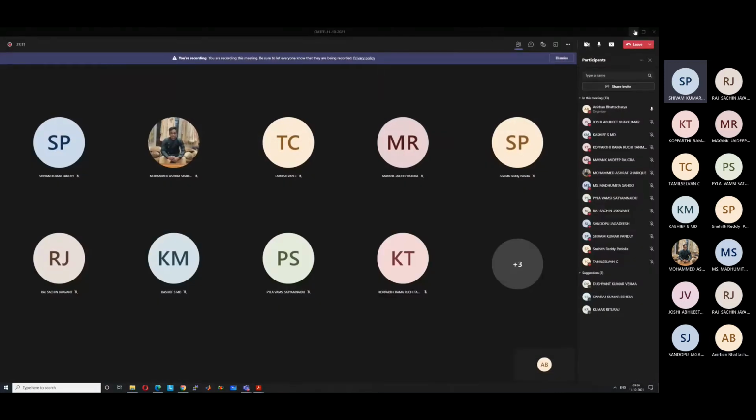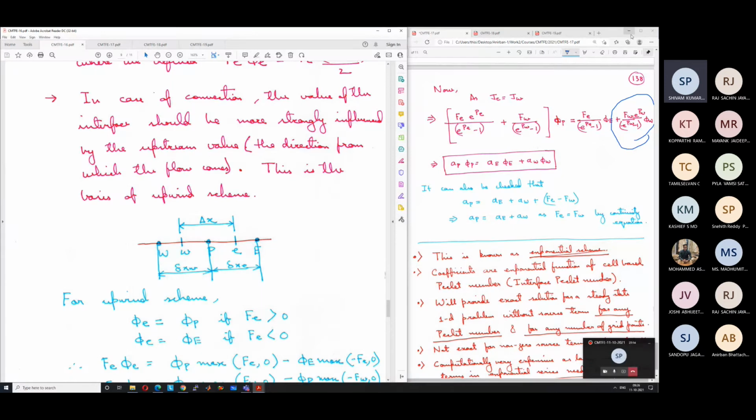So the contribution of property at point P due to E and W respectively. Correct, correct. So contribution of property at P due to E and W. Okay. So if the flow rate is very high, Peclet number is very high, should the contribution from W and from E be equal, or which contribution will be higher?